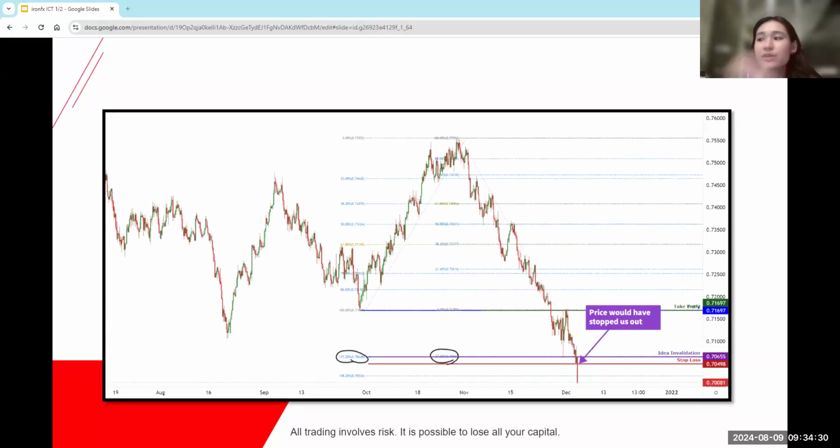If we didn't have that idea and validation and moved our take profit to the entry, we would have gotten stopped out over here.